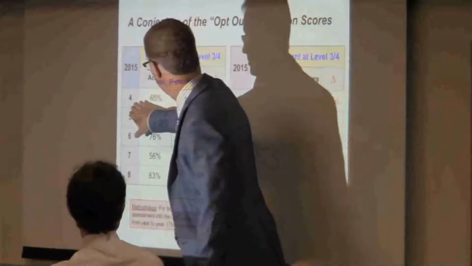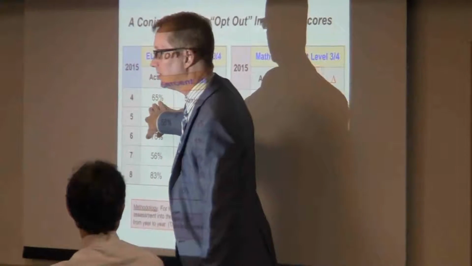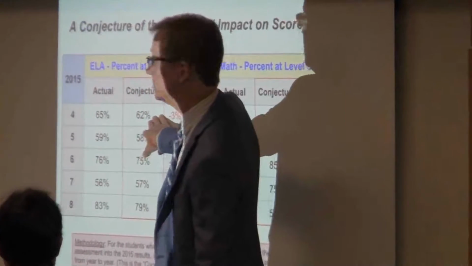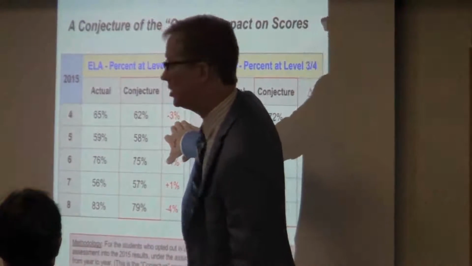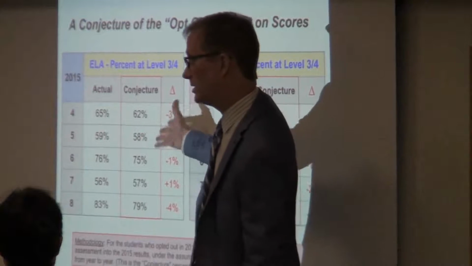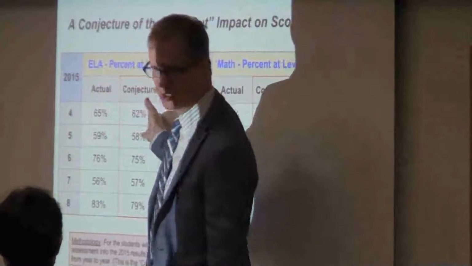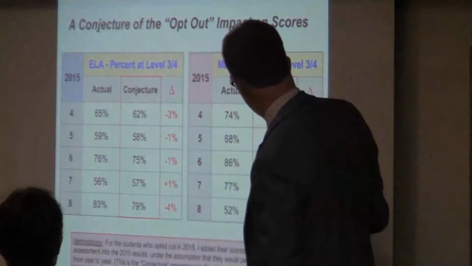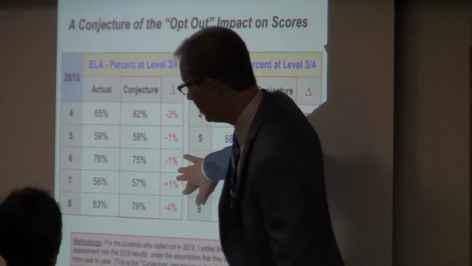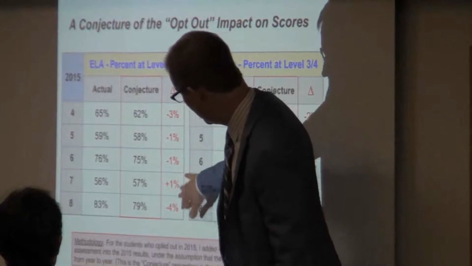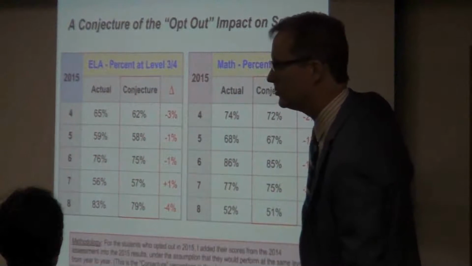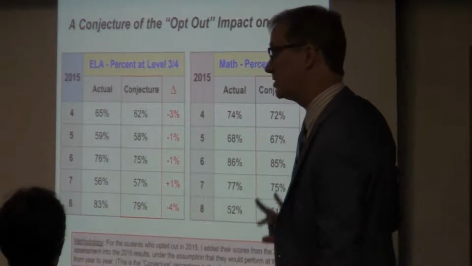So in ELA, for example, in 4th grade, this was our actual results. If those students had performed the same and took the test, we would have had 62% reaching proficiency, which is a change of negative 3%, going down from our actual to the conjecture of this. And so you sort of see both in the ELA and math where that would fall. It's mainly down, between 1 and 3 generally, -4 there, +1 there, and some hovering around 0, just a little below 0 here. Now, it's making a big assumption.